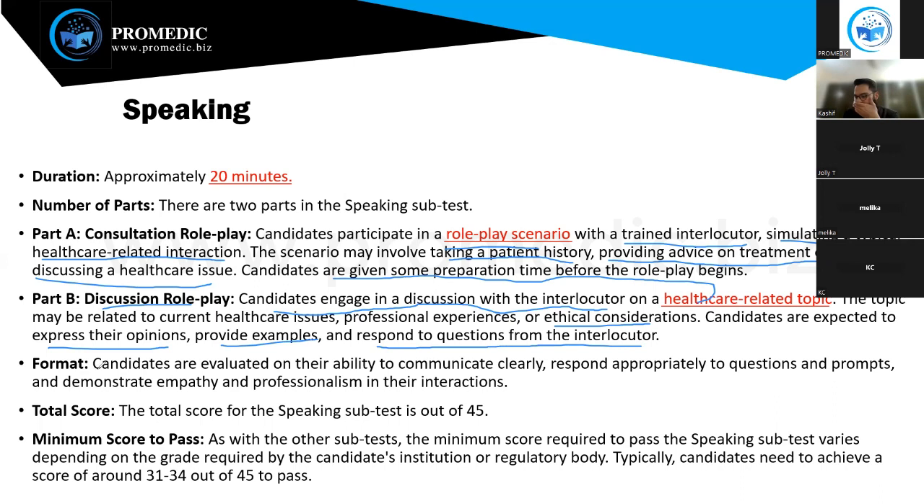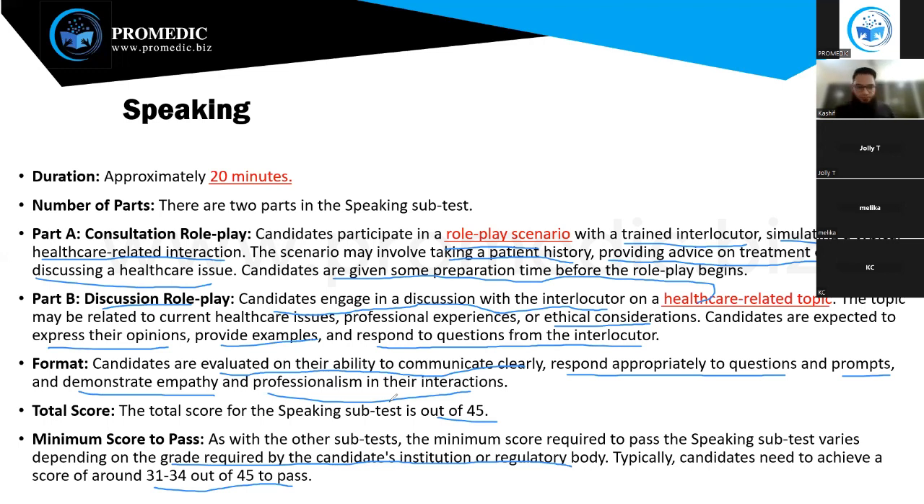Format. Candidates are evaluated on their ability to communicate clearly, respond appropriately to questions and prompts, and demonstrate empathy and professionalism in their interaction. The total score again is 45. And as with the other subtests, the minimum score required to pass the speaking varies depending on the grade required by the candidate's institution or regulatory body. Typically, you need 31 to 34 out of 45 to pass.